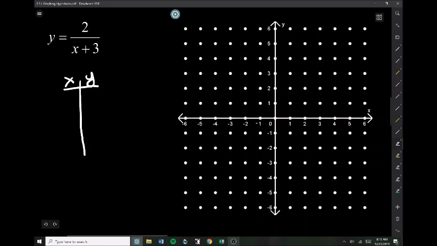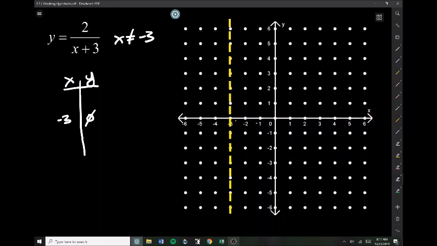And in the table I have to think, what can x not be? In this function, x cannot be negative 3. If I plug in negative 3, I'm going to get out undefined. I'm not going to get out 0, I'm going to get out undefined, which means I have a vertical asymptote here, because x can't be negative 3.